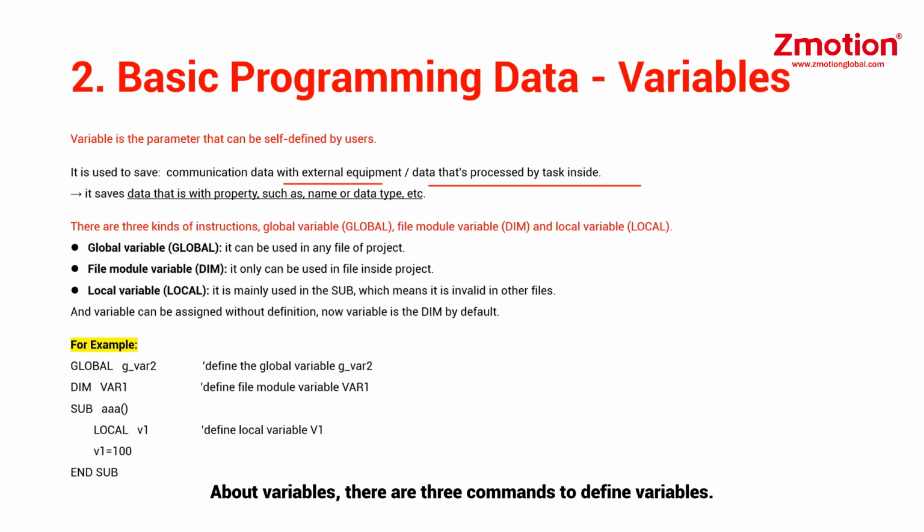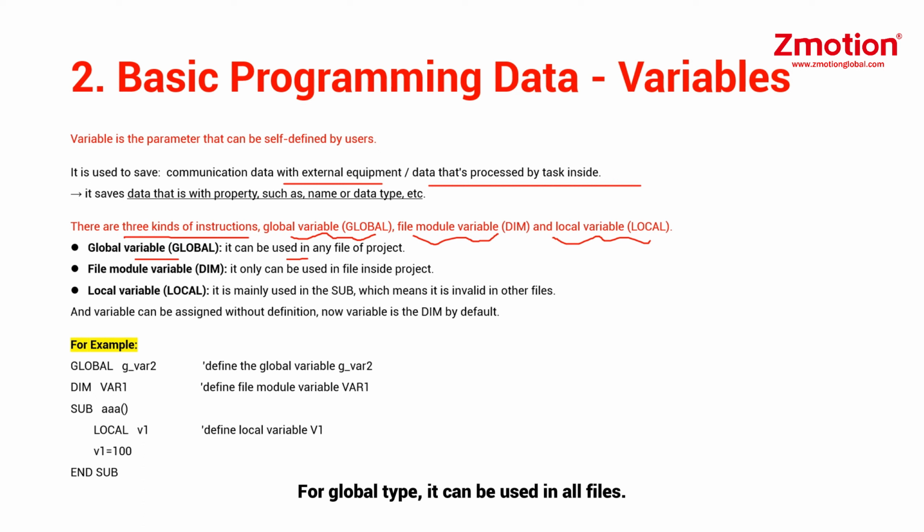About variables, there are 3 commands to define variables: global, file module, and local variables. They define different contents for variables, and one project can include multiple files. For global type, it can be used in all files. For file module type, it can only be used in this file internally. For local type, it is only used in the sub. In addition, it is valid to assign directly without a segment, but it is file module type only. Below shows these 3 variable definition examples.